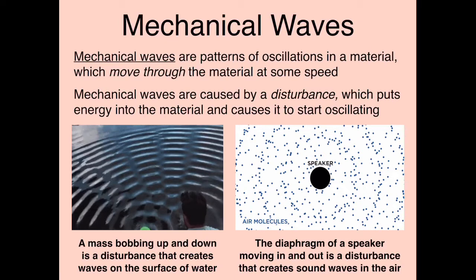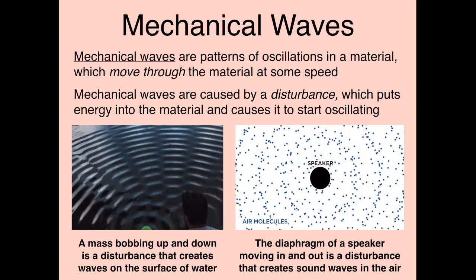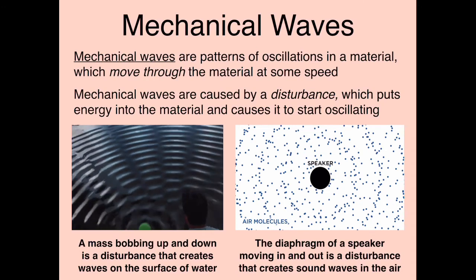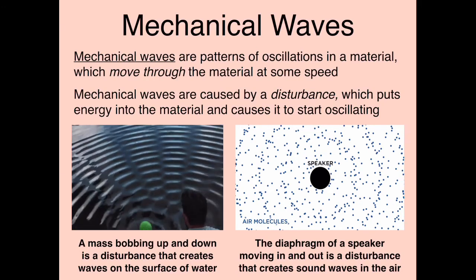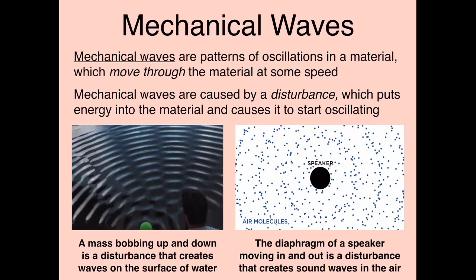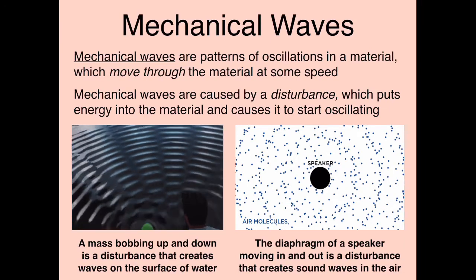So we'll take a look at two examples here so you can get the idea down. First, if you look over here, at the bottom left of the page, what we have is a mass that bobs up and down in some water. So the disturbance is that mass bobbing up and down in the water. That's what's causing the wave to start moving. And the result of that is, again, this pattern of oscillations that you see on the surface of the water, and it's moving outwards at some speed. Okay, so that's the wave.